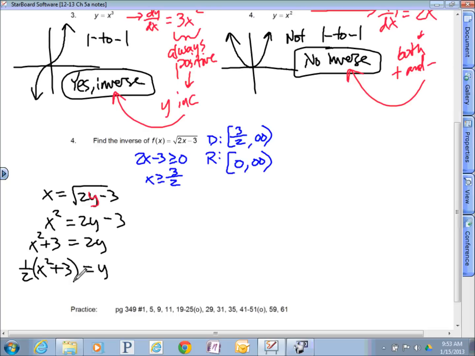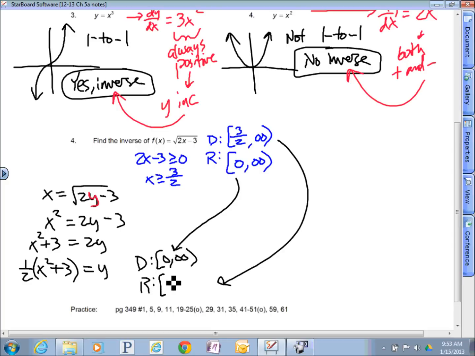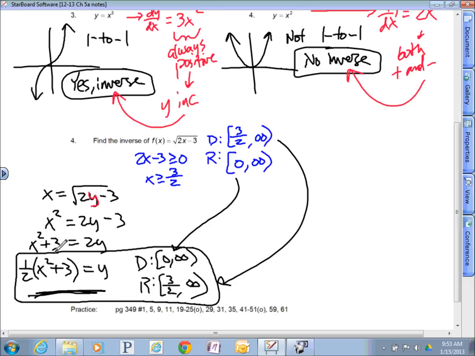And if we want to know what the domain and the range are for that one, the domain would be 0 to infinity, and the range would be 3/2 to infinity, which would make sense because if I plug 0 in there, I'd get a y value of 3/2. And I'm only supposed to use half of this parabola that I just found for the inverse because of the domain that was chosen for the original function. So here's my inverse along with its domain and its range.